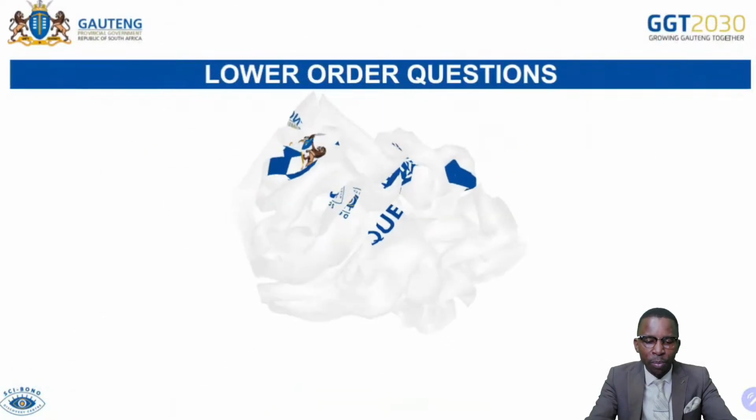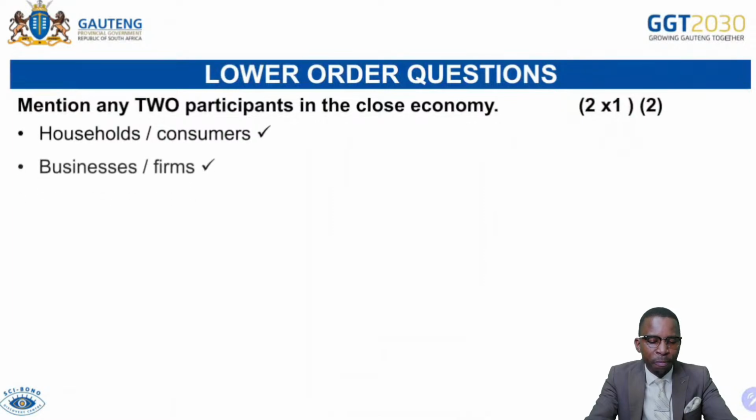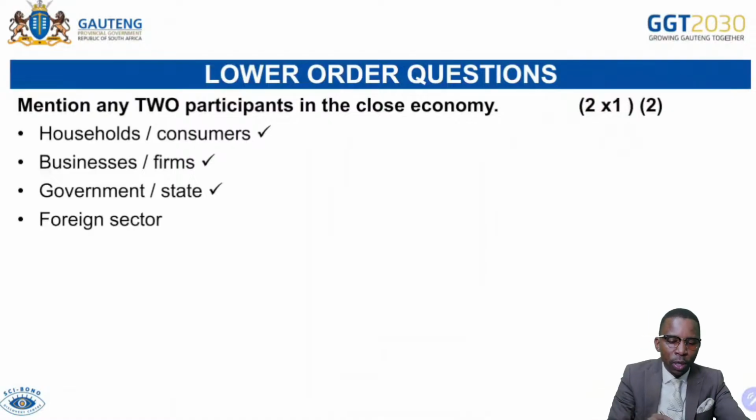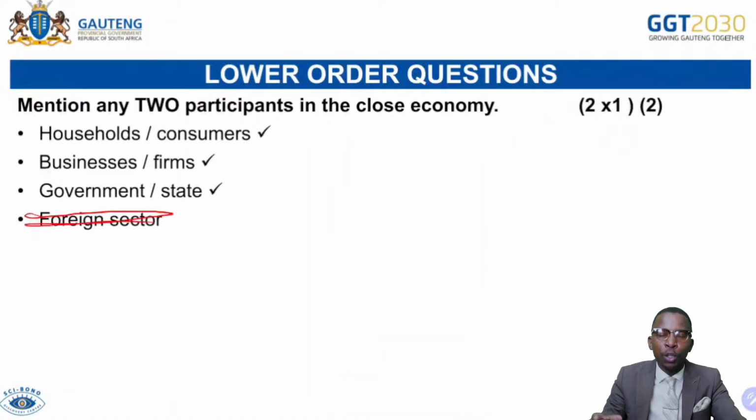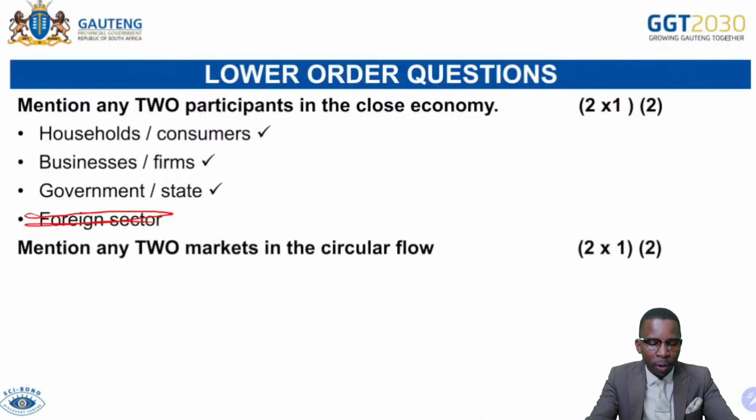These are short question examples. For lower order, where you list: mention any two participants in the closed economy. So in this situation, households or consumers. We also have businesses or firms. We also have government or the state. So remember, in the closed economy, that means we scrap the foreign sector. Should you provide the foreign sector, it is now wrong because this is the closed economy.